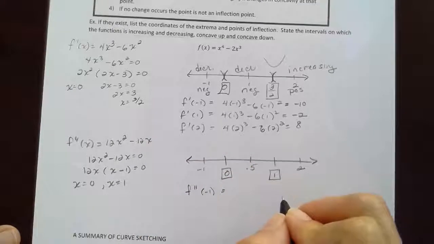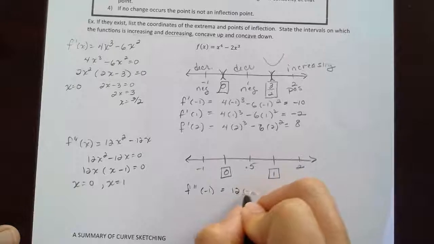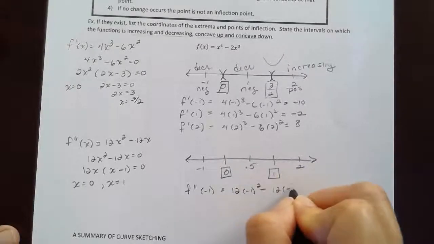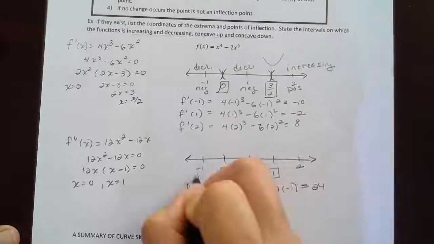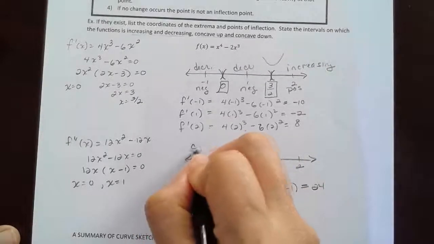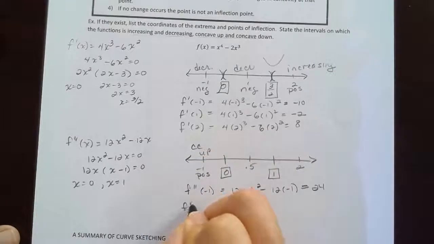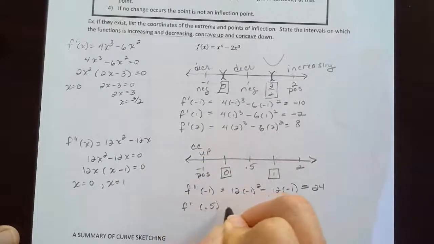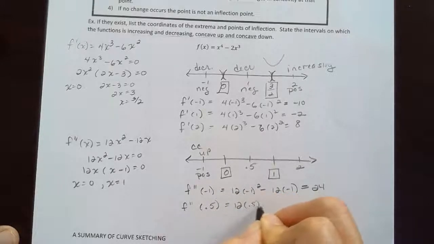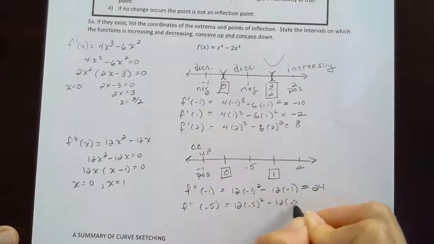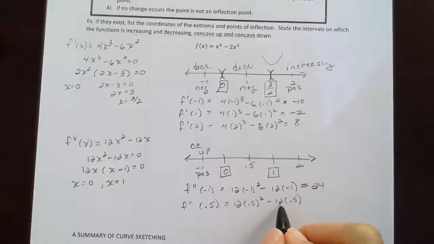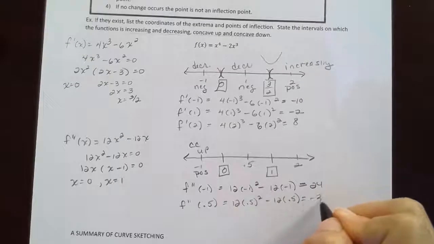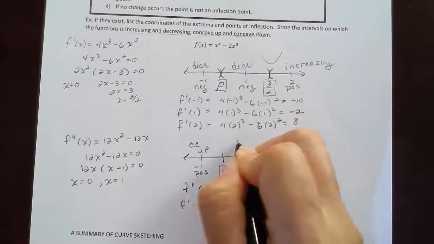F double prime of negative 1 will be 12 times negative 1 squared minus 12 times negative 1. This will be positive 12 plus 12 will be 24. So we will be concave up on this interval. F double prime of 1/2, okay, 1/2 squared will be 1/4. 1/4 of 12 will be 3. 1/2 of 12 will be 6, so 3 minus 6 will be negative 3, which means we're concave down on this interval.